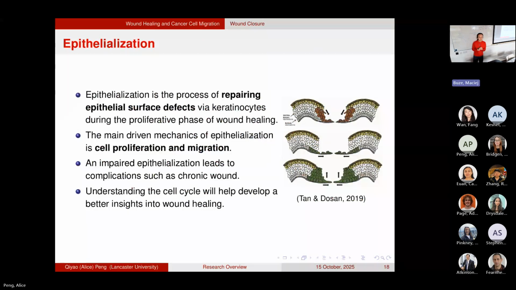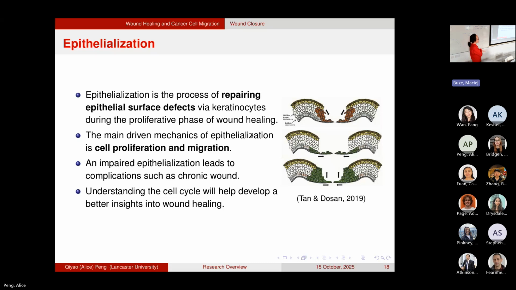So after I moved to Lancaster, it was very nice to meet Richard. He proposed a very nice video regarding wound closure, or in a more biological way, epithelialization. Before, we were talking about what is happening in the dermis, which is the second layer of the skin. Here we are talking about the top layer of our skin, called the epidermis, which contains several layers of cells.